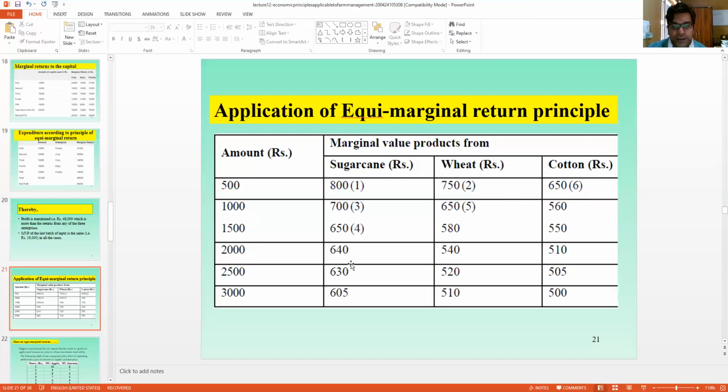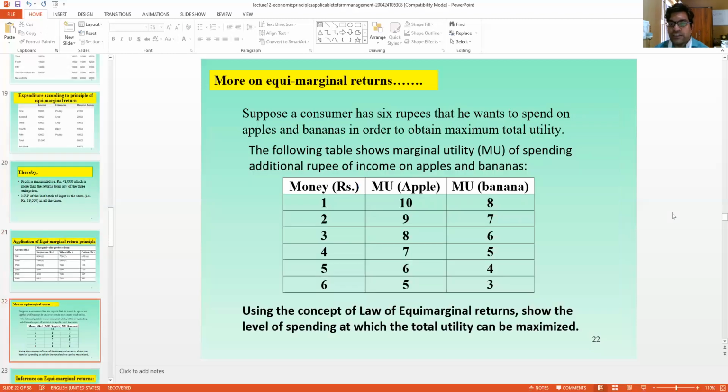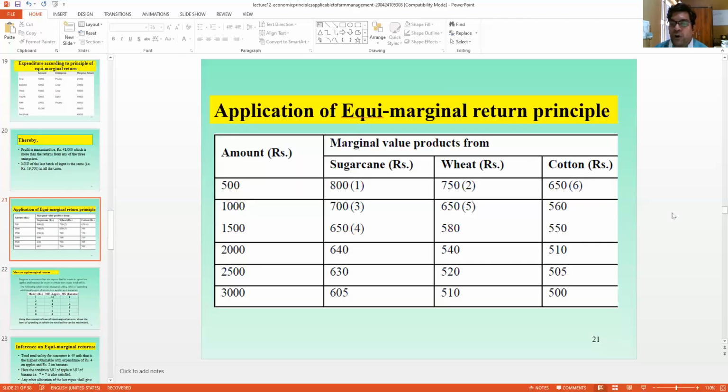If you see sugarcane, the maximum MR is 640. Okay, more or less close. Let us see. If we take wheat, the maximum MR is what? 580. If we take cotton, the maximum MR is 650. So the MVP or MR of cotton is more or less equal to that of the previous case of wheat. So the farmer has to apply the last remaining capital to cotton. So in this way, the farmer can get more profit.